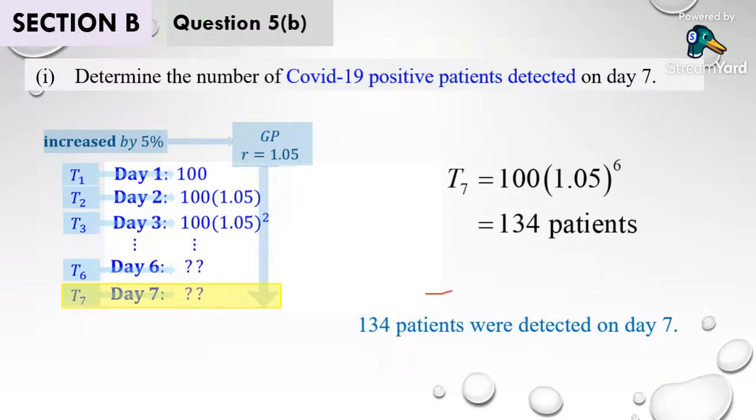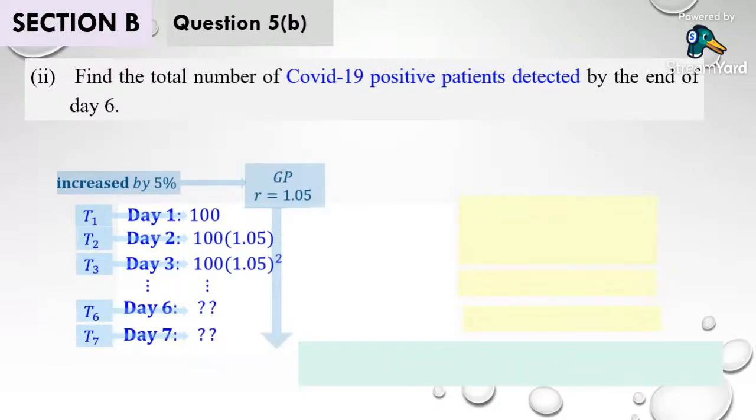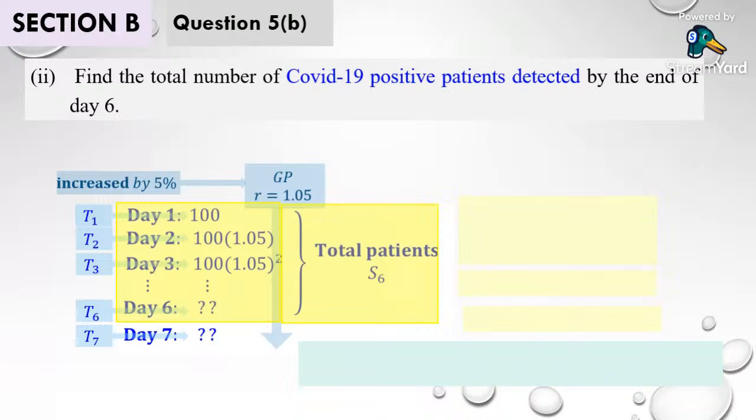Okay, go on. Next. Find the total number of COVID-19 positive patients detected at the end of the 6th day. So in here, I want to find out what is T1 until T6. So we want to find total detected by the end of the 6th day. Dari hari pertama sampai akhir hari ke-6. Sebelum masuk hari ke-7. So in here, I want to calculate what is the total patient, which is S6.